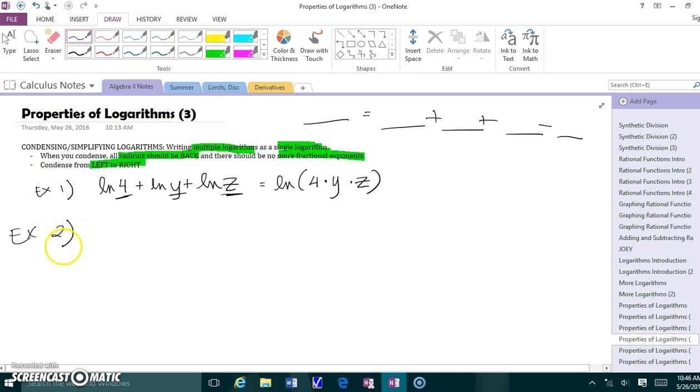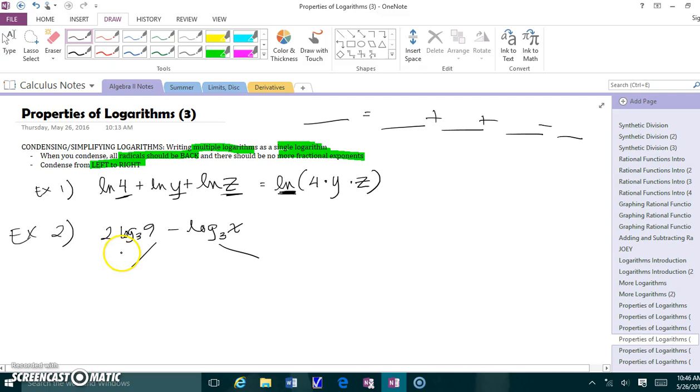Example number 2. So again, I only write a single logarithm. You shouldn't be writing ln more than once. If you do write it more than once, it means you made a mistake or you need to simplify more. And again, you can only condense if all the logarithms have the same base. So here the base was e, here the base is 3.